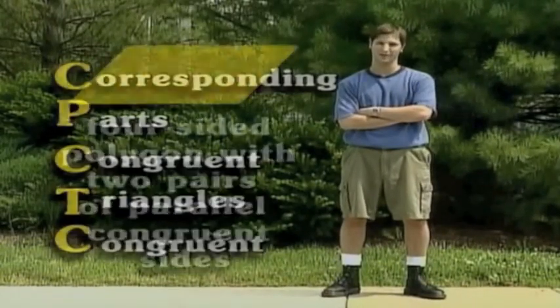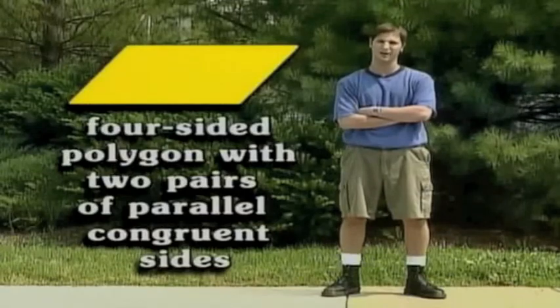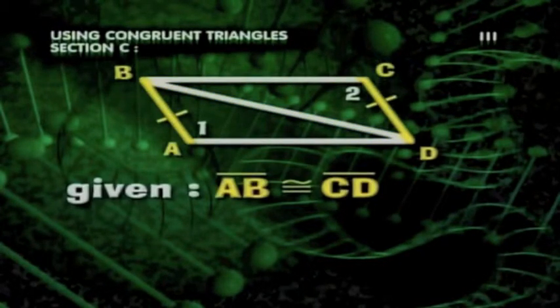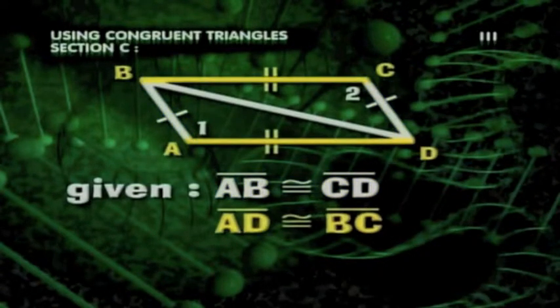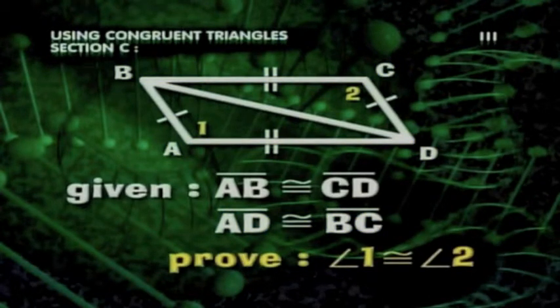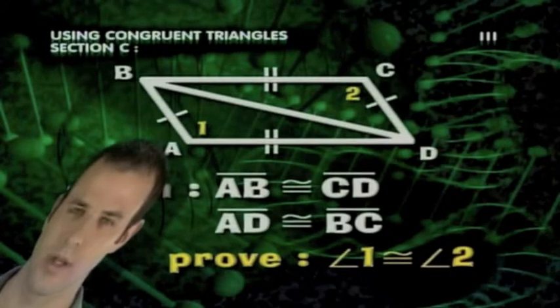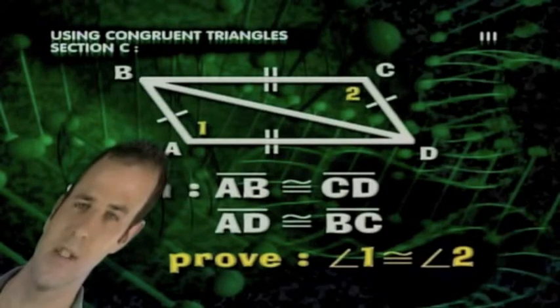Let's start with a parallelogram, which is a four-sided polygon that has two pairs of parallel congruent sides. Here we have parallelogram ABCD, which is cut by segment BD, making two triangles, BAD and DCB. We're given that segment AB is congruent to segment CD, and segment AD is congruent to segment BC. And we want to prove that angles 1 and 2 are congruent. Do you see how we'll do this? We'll prove the triangles are congruent to one another. Then we'll use CP-CTC to prove that corresponding angles 1 and 2 are congruent.